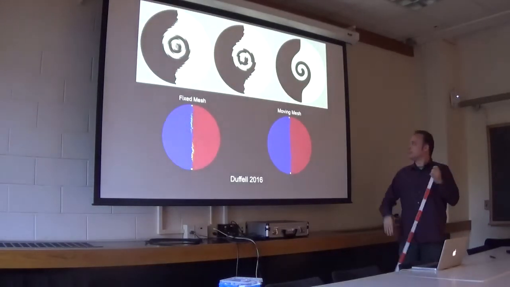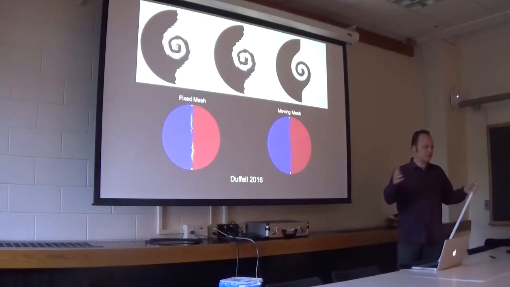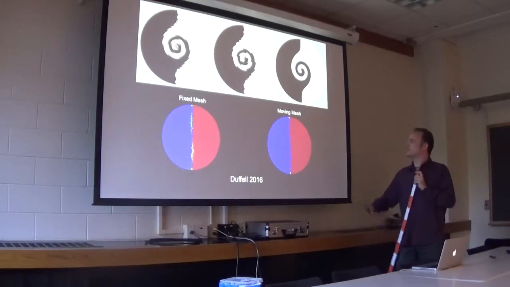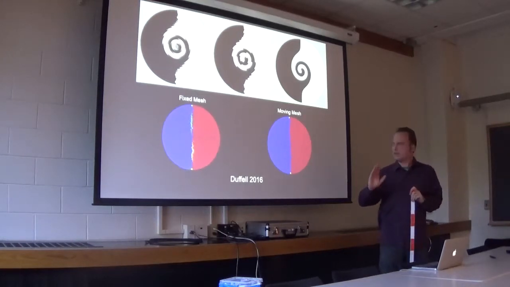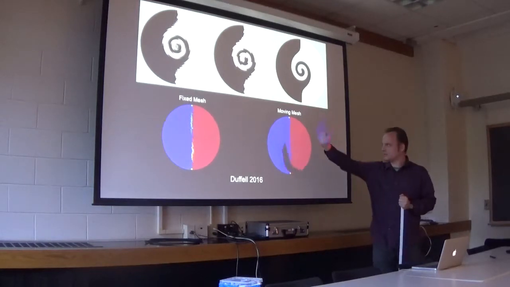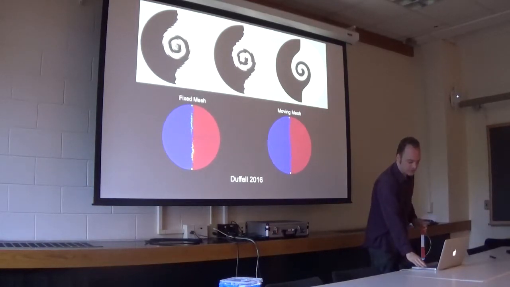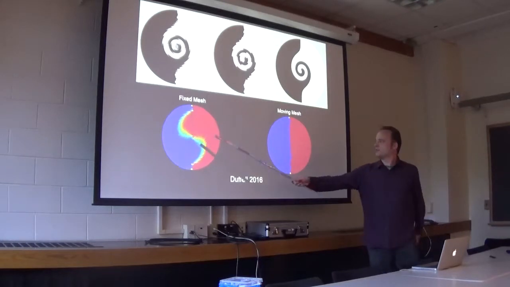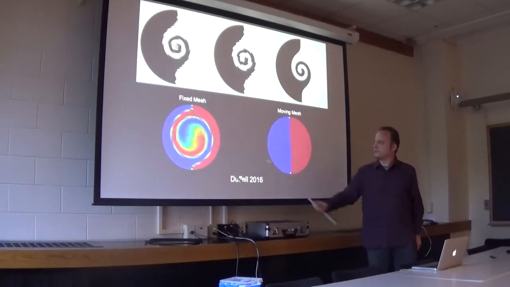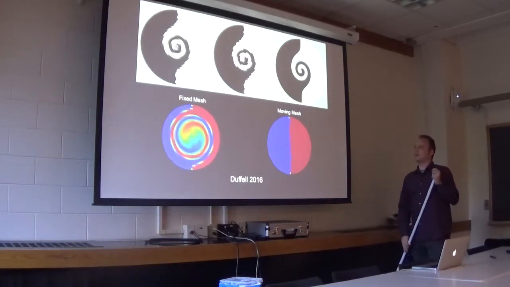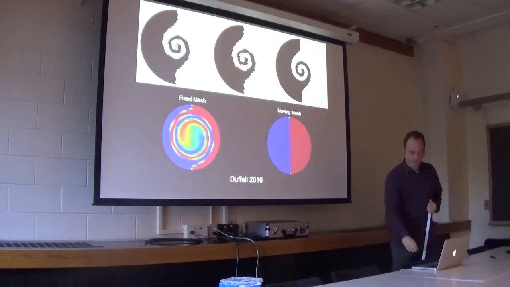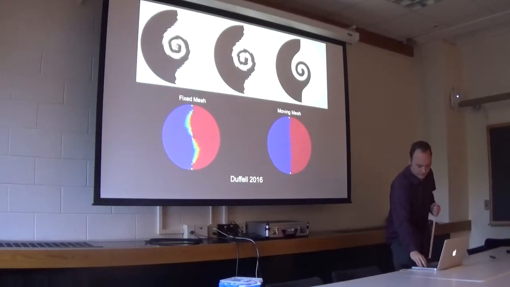I'll give you a quick example. You probably don't have to convince you guys that moving mesh codes are good, but I'll give you a quick example that sort of illustrates this nicely. This is a pressure-supported vortex. So it's just in equilibrium, but I use a passive scalar to show the motion of the vortex. And if on the left I'm doing a fixed mesh, and it's a very low resolution, so you get all this diffusion by advecting this passive scalar.